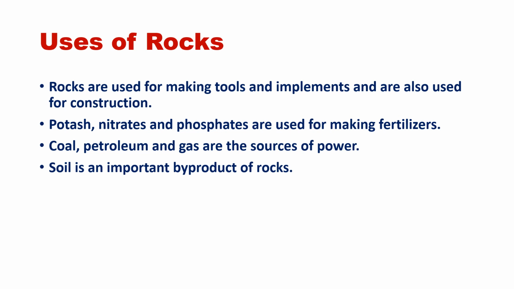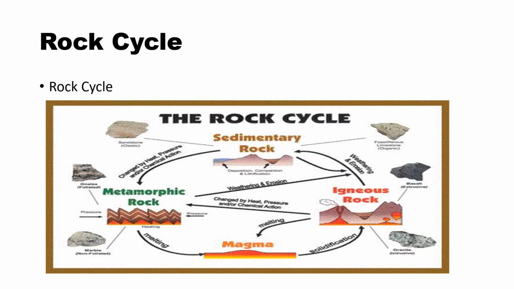Uses of rocks. Rocks are used for making tools and implements. They are also used for construction. Potash, nitrates and phosphates are used for making fertilizers. Coal, petroleum and gas are the sources of power. Soil is an important byproduct of rocks.